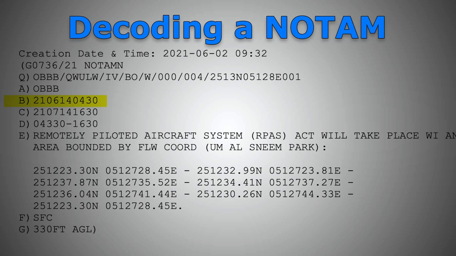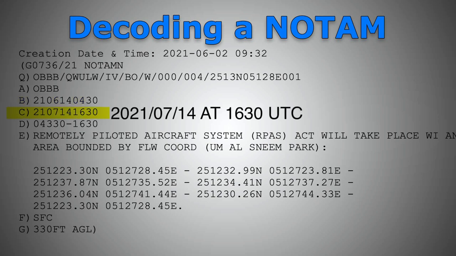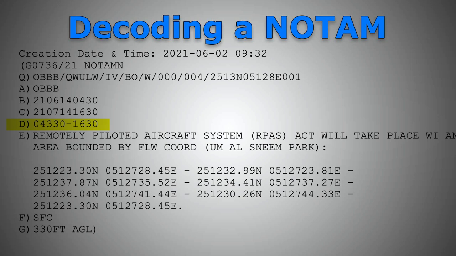It will take effect from this date and time until, so this NOTAM will cease to be in effect on 2021, July 14th at 16:30 UTC. So pretty much a month and a few hours. And then we have the D, which is nothing but the period in which this NOTAM will take place. Because of course it will be valid from this date to this date, but only during these hours, this NOTAM will be active.